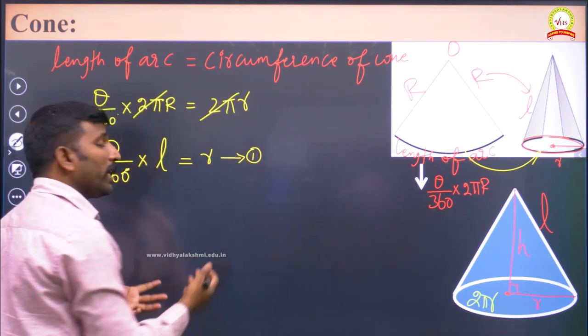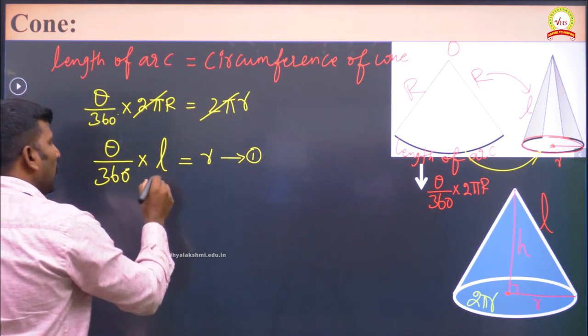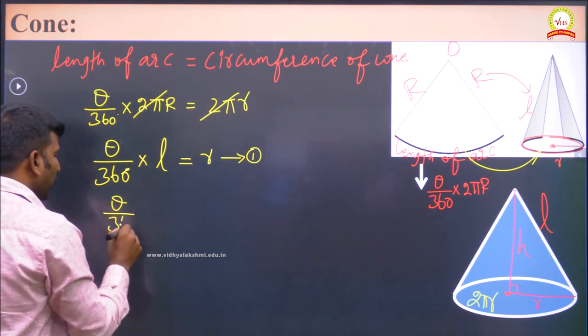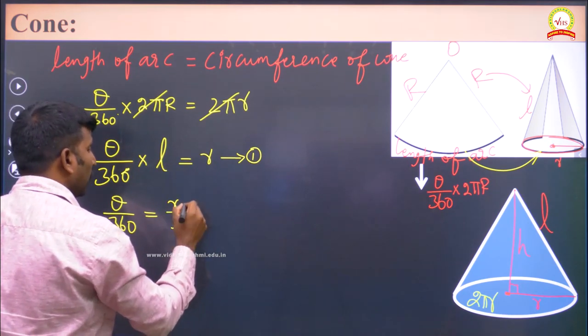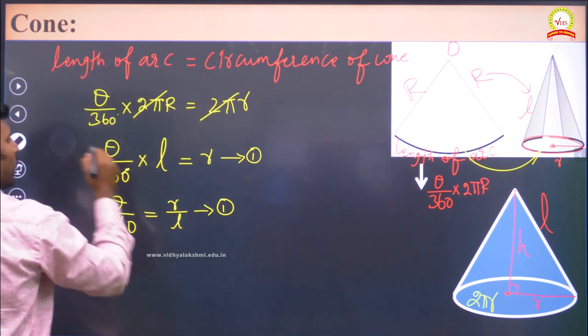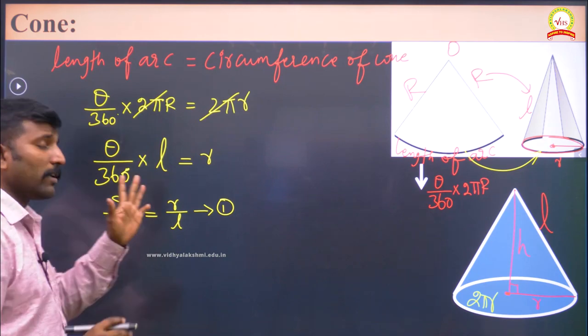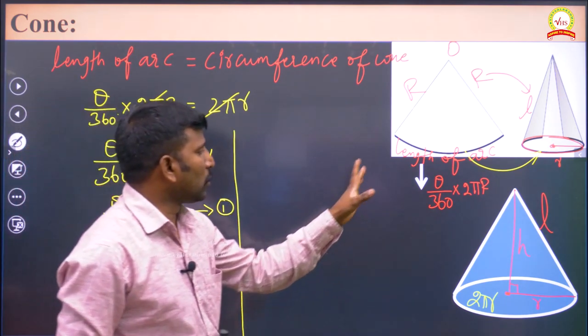From this, whatever you need, let's find it. If you want L alone, or else theta by 360, we can find it. Because when we go with the area, we need multiple values. Now this will be answer number 1. We don't want this other part, we will leave it. This is answer number 1 we have in our hand.